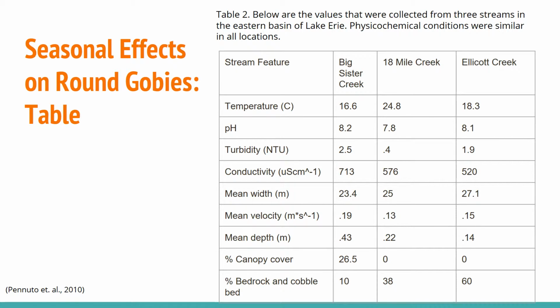This table shows the values collected for 3 creeks in the eastern basin of Lake Erie. At these 3 locations, the physiochemical conditions were similar. The water temperature, dissolved oxygen, and conductivity levels were similar in all streams in all months. Turbidity levels in the streams were highest in the spring and decreased in the fall. There were no recapture events during the field study, which prevented estimation of population size in the streams. The 3 streams were relatively the same width, depth, and speed. It was documented that Big Sister Creek had more plant canopy cover than the other 2 creeks.